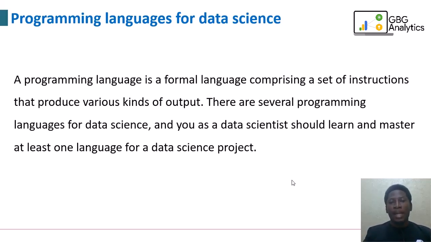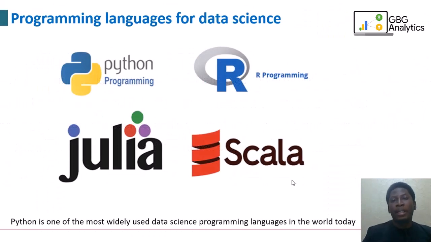So what are the various programming languages that are available for data science? There are many programming languages. You've seen how we can use Python to program, and we are going to also apply Python in this course. But we also have other programming languages such as R, Julia, and Scala. But in this module, we choose to use Python for data science.